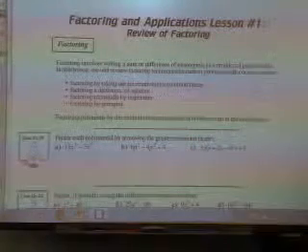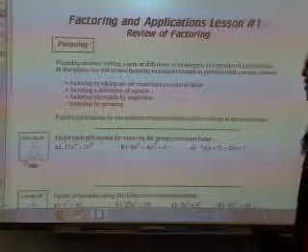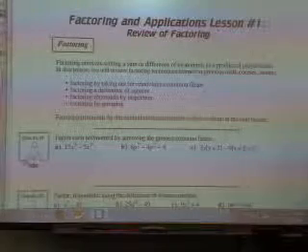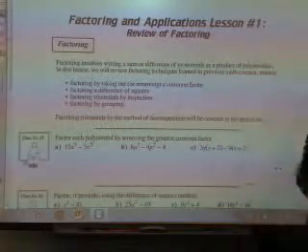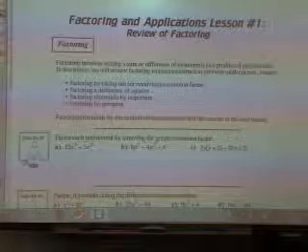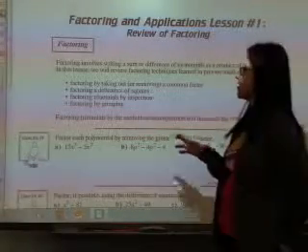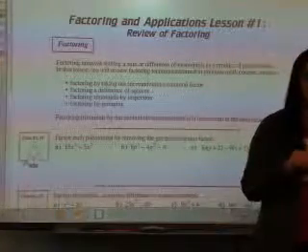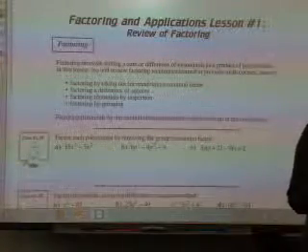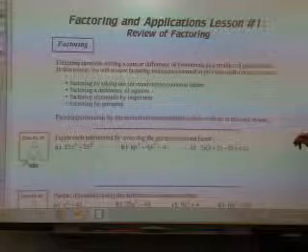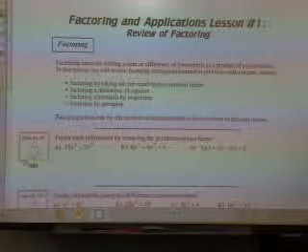So in this lesson, we're going to review by looking at some of the stuff that we did last year. We factored by removing a common factor, the GCF. We factored difference of squares. We factored trinomials by inspection, and we also factored by grouping. And then in the next lesson we'll look at decomposition.